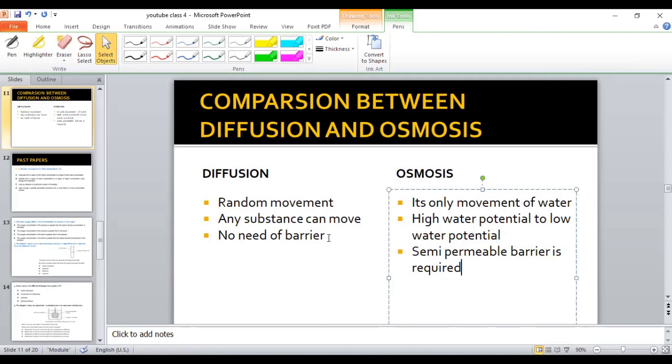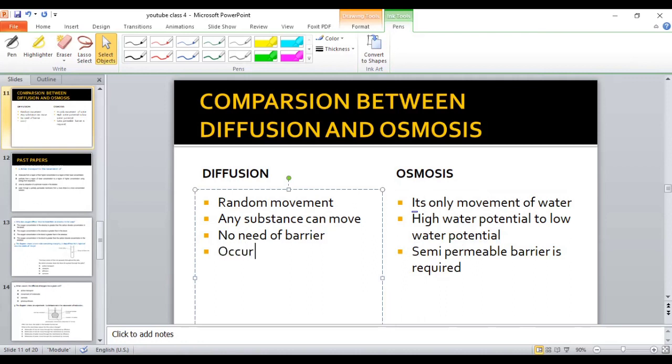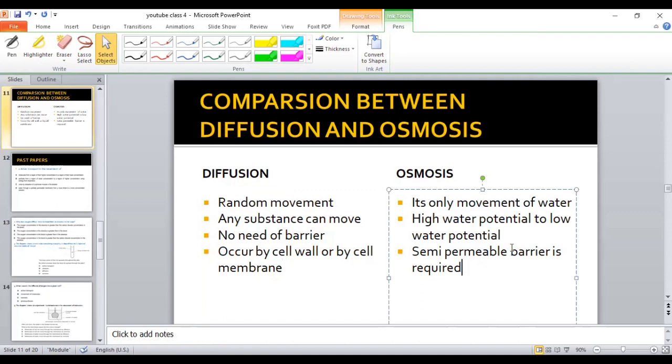Okay. So it means diffusion can occur through the cell wall as well as the cell membrane. But when we talk about osmosis, as I told you, the cell membrane is required all the time, because the cell membrane is the semi-permeable barrier here. It is the partially permeable barrier here. Okay. Cell membrane is all the time required.